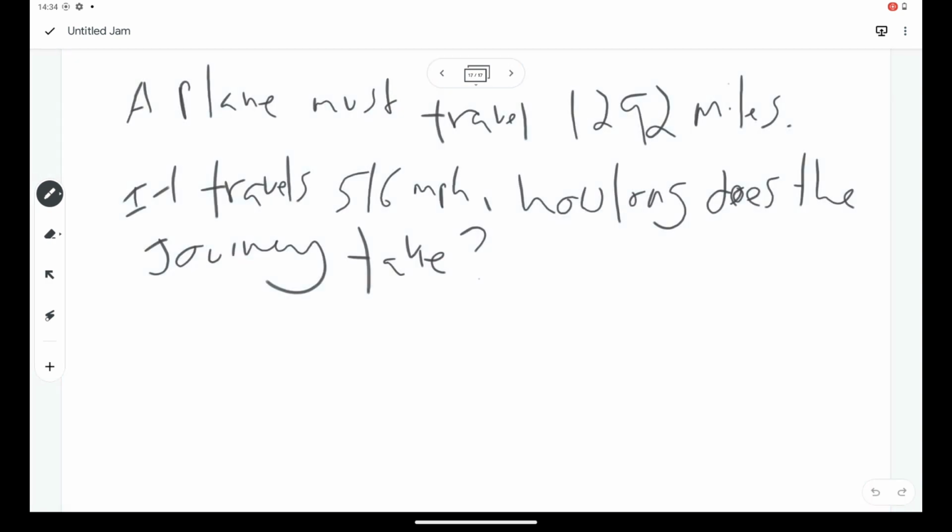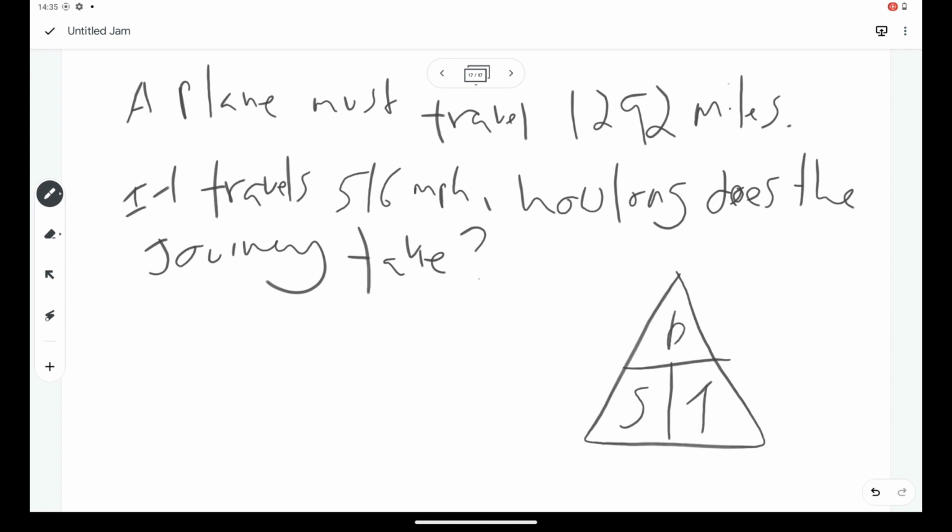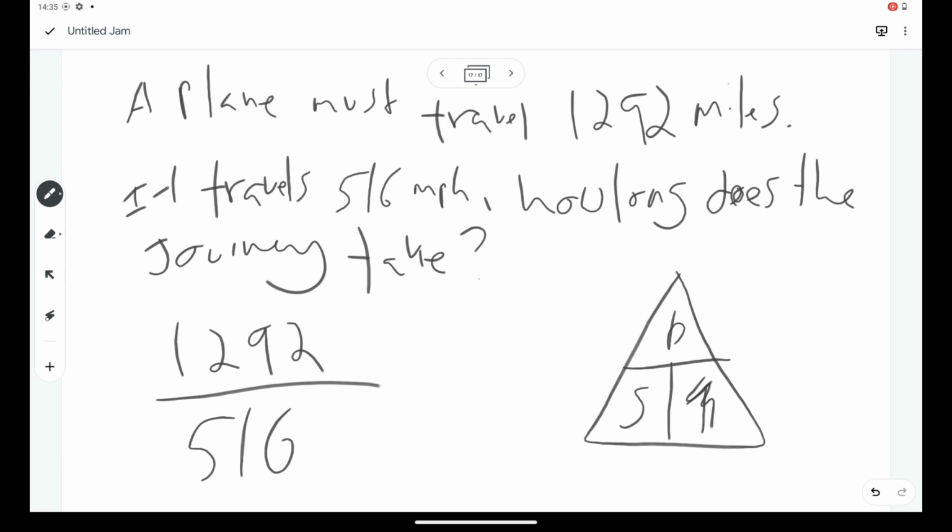Finally, a plane must travel 1,292 miles. It travels 516 miles per hour. How long does the journey take? So again, let's draw our triangle. Speed, distance, and time. And this time, how long did the journey take? We're trying to work out time. So we must do distance, which is 1,292 miles, divided by speed, which is 516 miles per hour. So 1292 divided by 516 equals 2.5 hours.